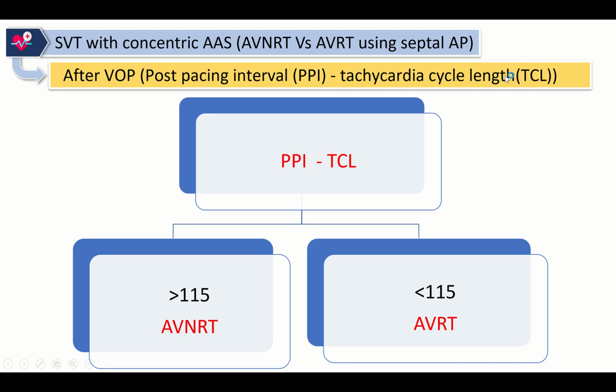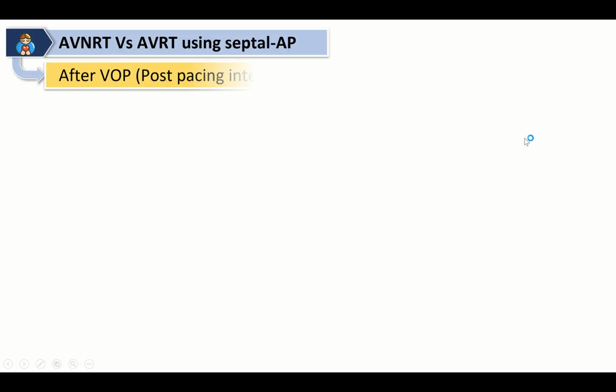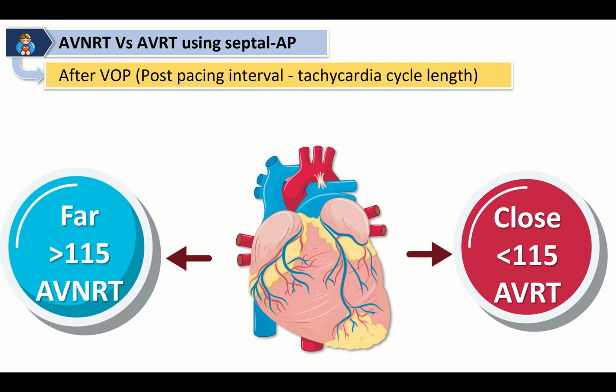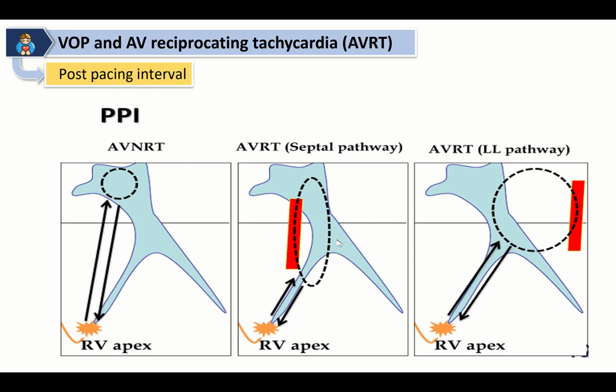Next, the golden rule in AVRT and the post-pacing interval. In the case of AVRT, the post-pacing interval minus tachycardia cycle length is less than 115. In AVNRT, it's more than 115. To understand this concept, in AVRT the post-pacing interval is less than 115 because the pacing site is very close to the re-entry, and the re-entry circuit is large and involves the ventricle.